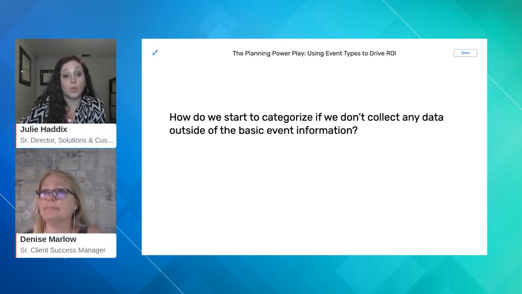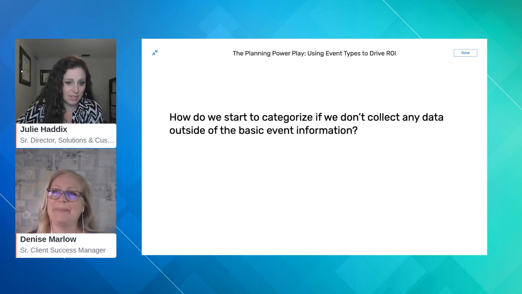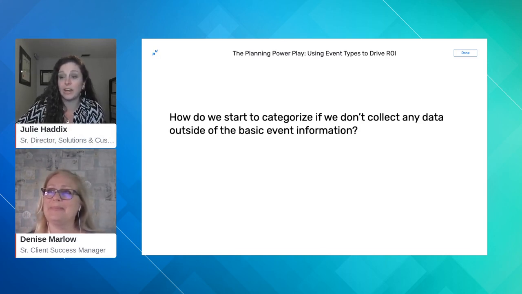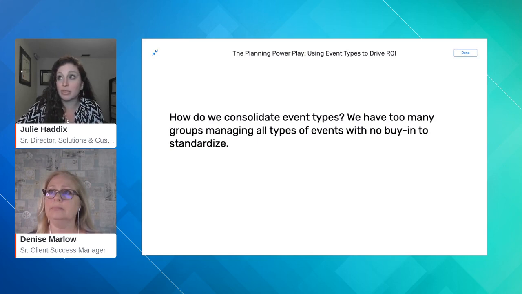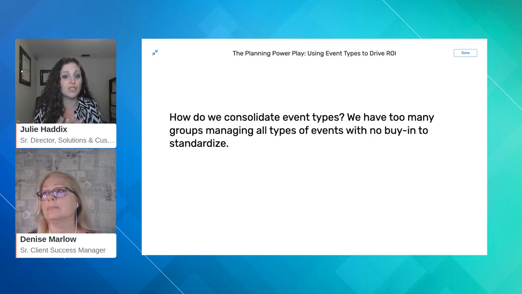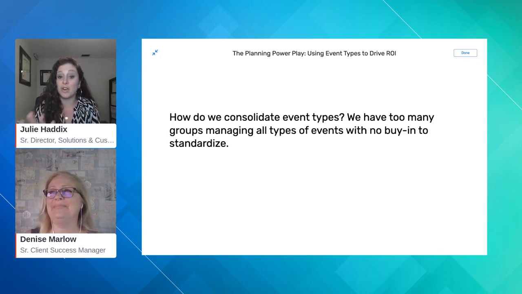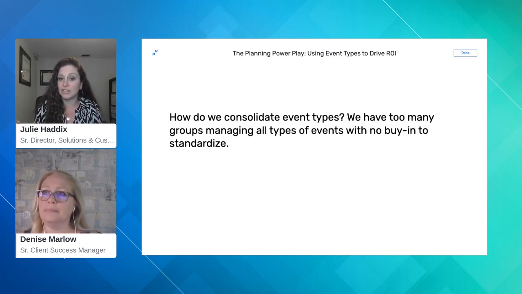That is a great suggestion. Hopefully a good tip to get people moving in the right direction. Next question that we have kind of in this same thread. So now that we've gotten our categorization going, how do we consolidate our event types? We have too many groups managing all types of events and no buy-in to standardize. So how can we start to move that conversation down the road?